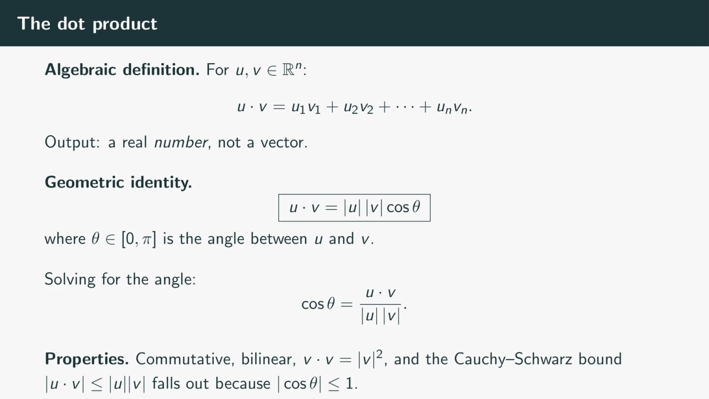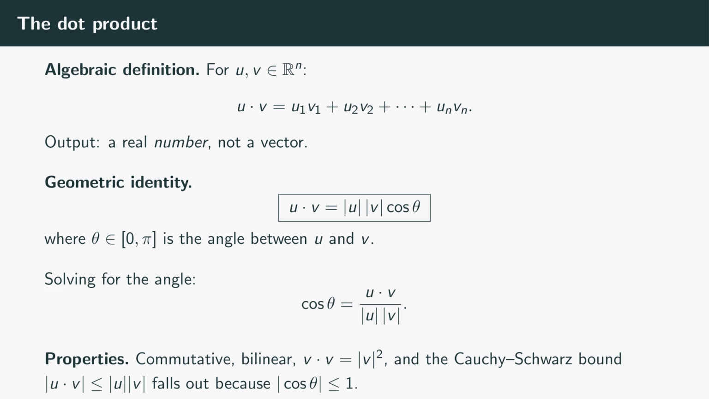u·v equals the magnitude of u times the magnitude of v times cosine theta, where theta is the angle between u and v when they share a common tail. We take theta between 0 and pi so that the cosine carries all the directional information. This identity is the whole reason the dot product matters.